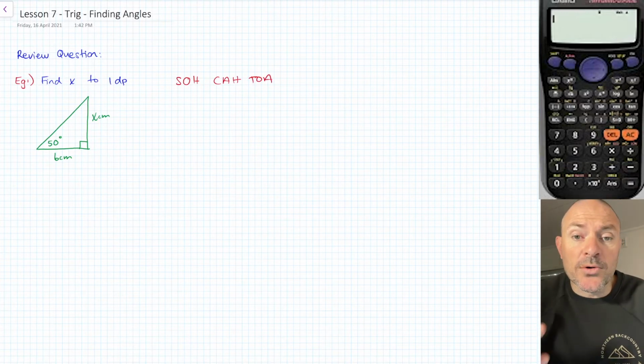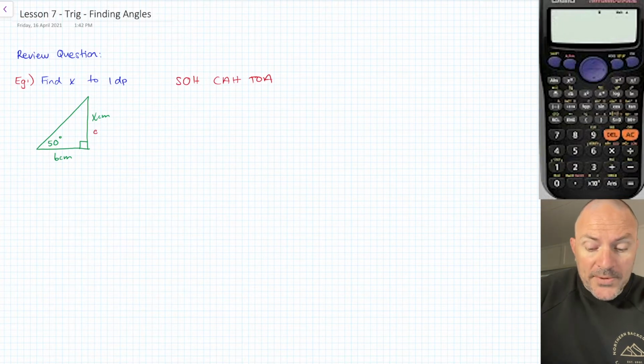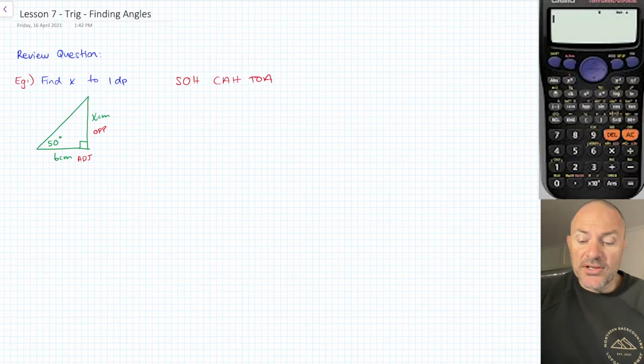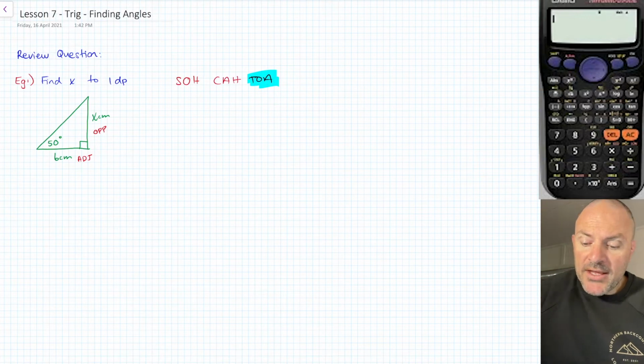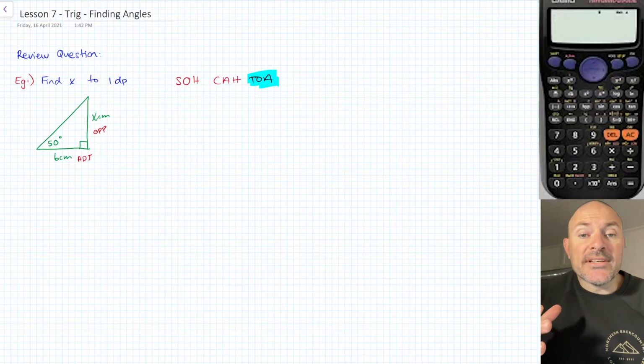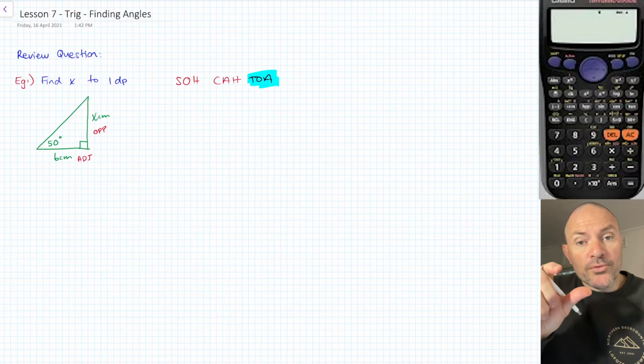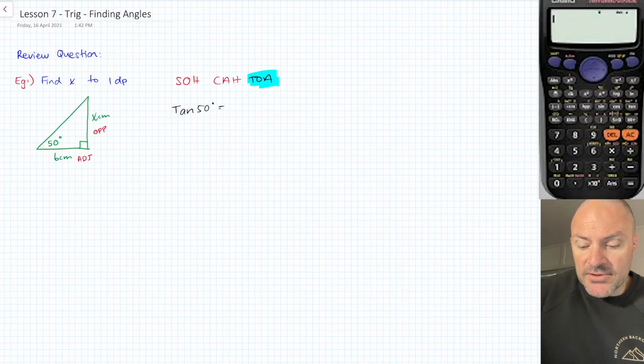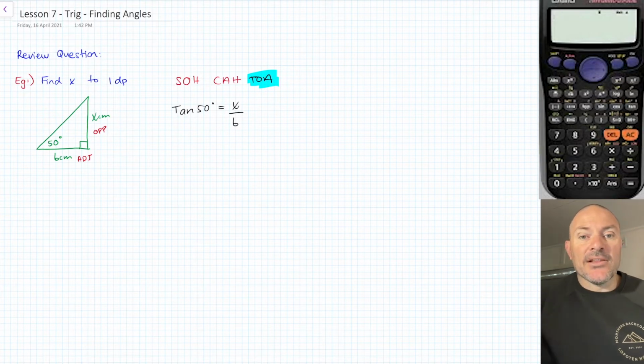So my first step has always been to label the sides that you've got in regards to theta. So in this instance, the x would be our opposite side, whilst our 6 would be next to it, our adjacent side. So using this, we can identify that TOA is what we'll be looking at. So remember, the first thing I always want to see is the minimum of the rule with the value substituted into it. So for example, that means tan 50 degrees equals my x, my opposite, over my adjacent of 6. So I must see that line of working.